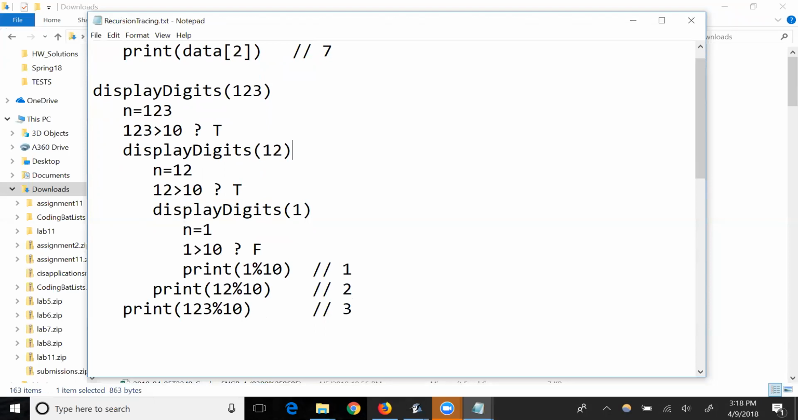Just to explain how that works, you can think about this. If the number is bigger than 10, it's calling displayDigits of n over 10, using integer division and chopping the number down until it gets to a number that's smaller than 10, and then it just displays that number.